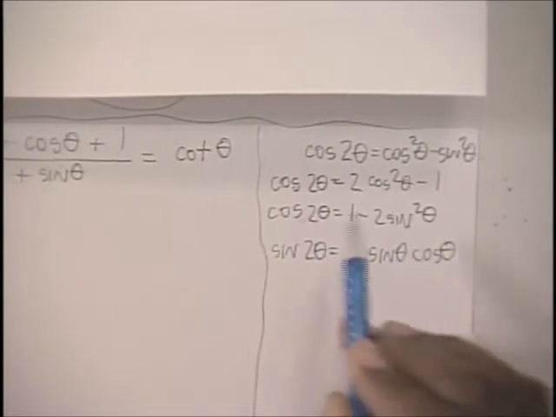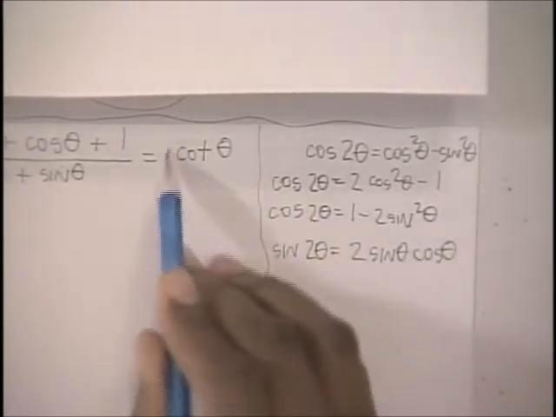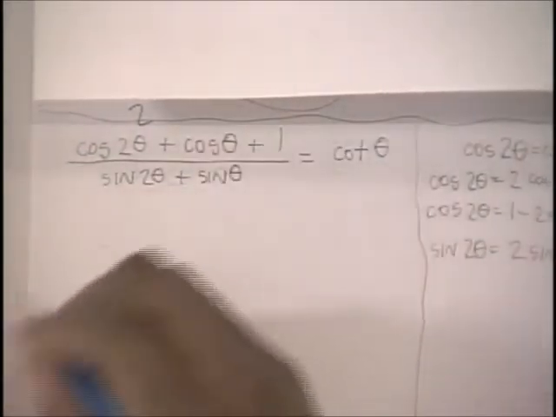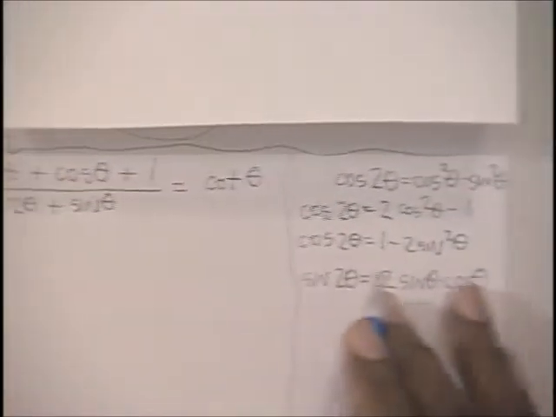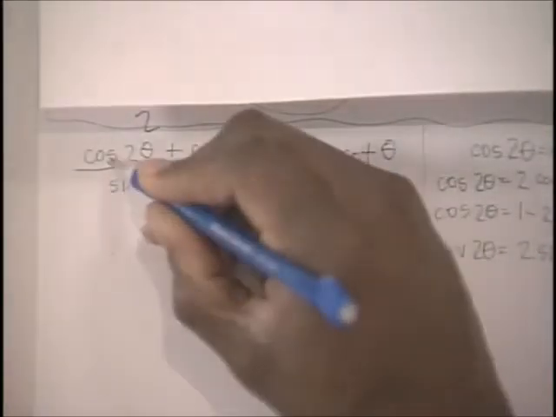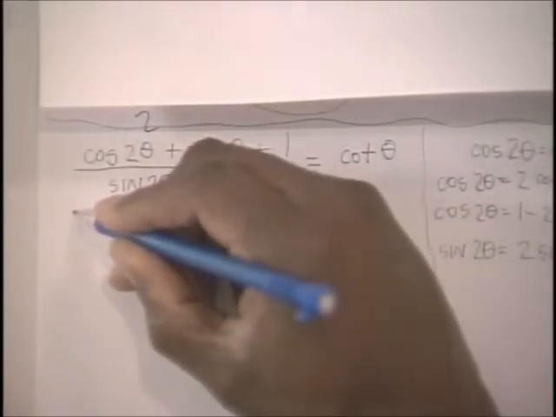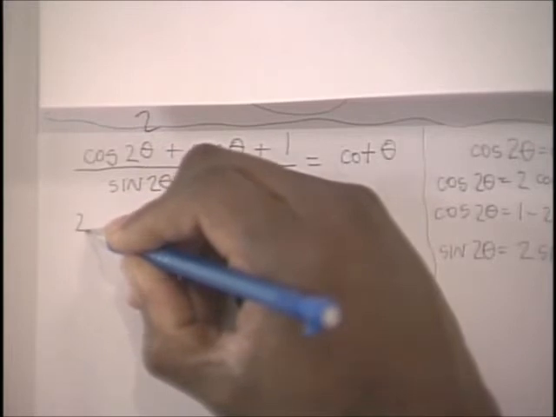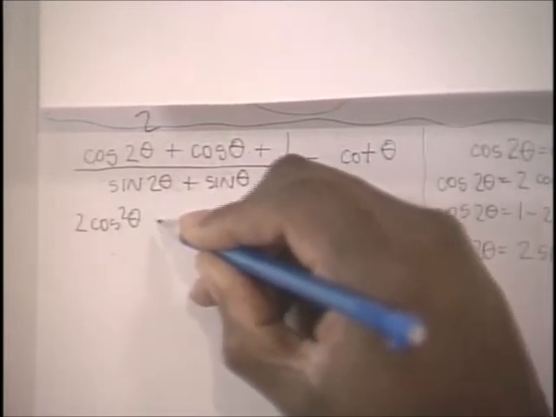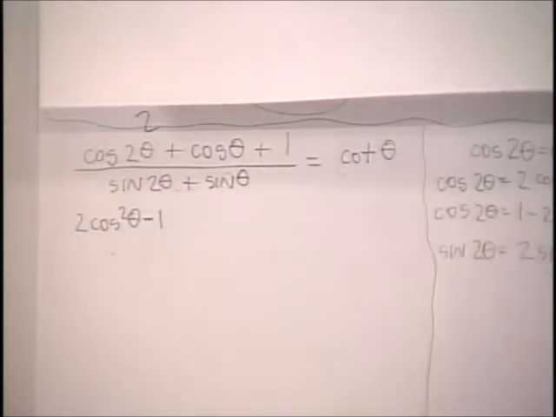All right? I'm going to use something that has cosine in it because that's what cotangent means, cosine over sine. All right, so here we go. The cosine of 2 theta, as I told you over here, is 2 cosine squared theta minus 1. So let's replace cosine of 2 theta with 2 cosine squared theta minus 1. All right? 2 cosine squared theta minus 1.